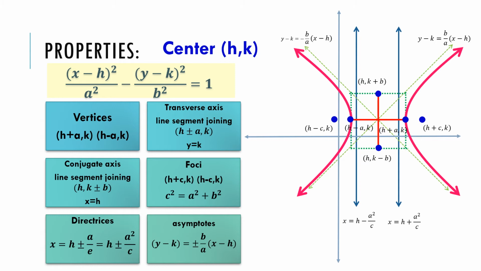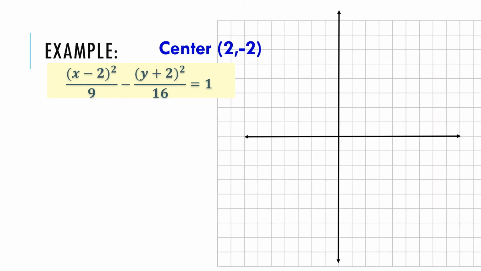Okay? Sige, dun tayo sa example. We have x minus 2 squared over 9 minus y plus 2 squared over 16 equals 1. So, our center is at 2, negative 2. Saan po galing yun? H, K. Yan. Identify ulit natin.